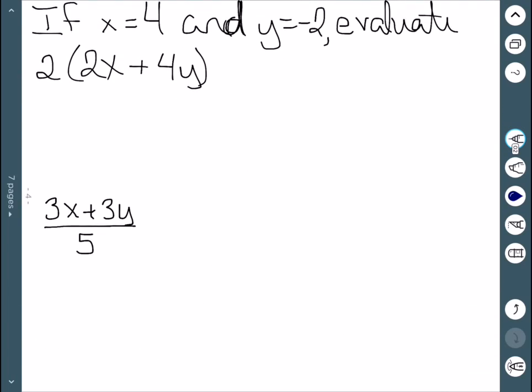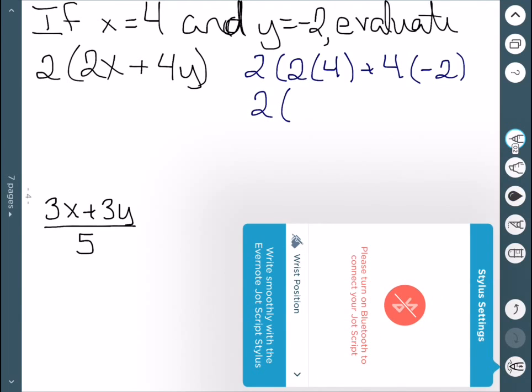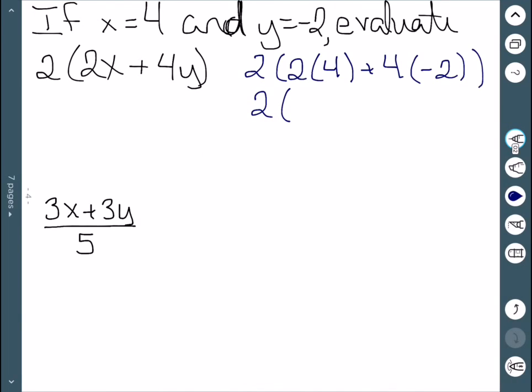A couple more examples. Here we have 2 times 2 times x, which is 4, plus 4 times y, which is negative 2. So 2 times 4 is 8, and 4 times negative 2 is negative 8. So we have 2 times 0, which is 0.